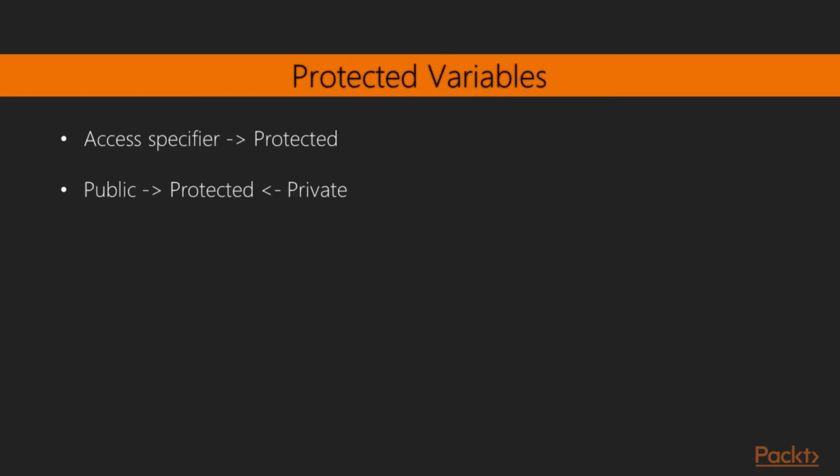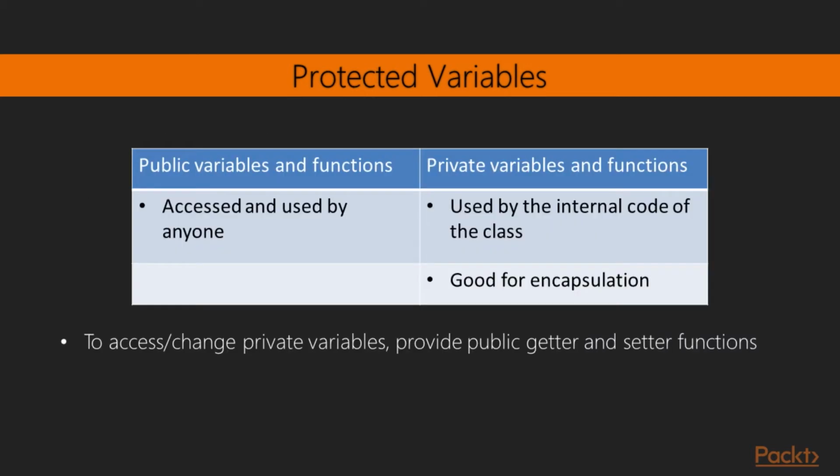Let's now take a look at protected variables. There is an access specifier for class variables and functions called protected. You can think of protected variables as being somewhere between public and private. Here is a quick summary of access specifiers, along with more details about the protected specifier. Public variables and functions can be accessed and used by anyone. Private variables and functions can only be accessed, used by the internal code of the class. This is good for encapsulation, and when we need to access, change private variables, we can provide public getter and setter functions, such as getSprite and so on.